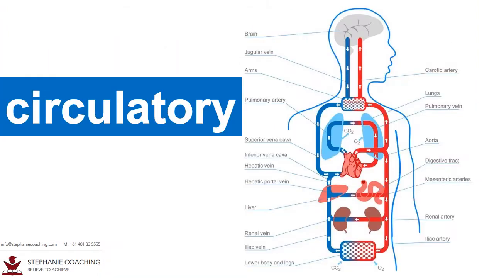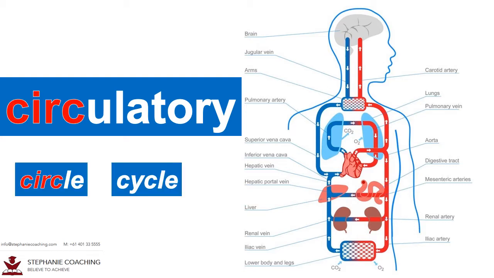Word number 2 is circulatory. The word circulatory relates to the circulation of blood in your body. For example, heart disease is usually considered as anything that goes wrong with the heart or circulatory system. Circ comes from the word circle or cycle.